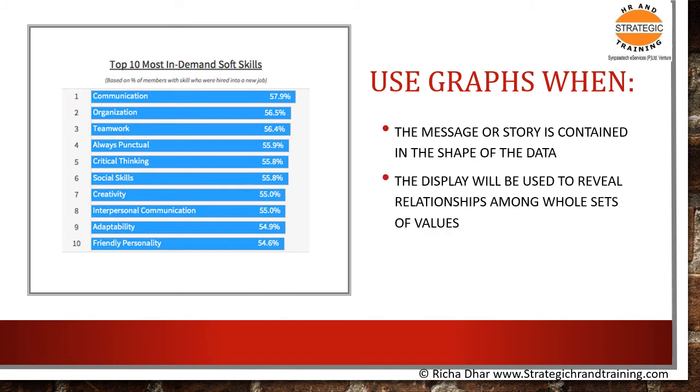So the display will also be used to reveal relationships among whole sets of values. Like I just gave a previous example of profit margin going down, the production definitely going up, sales going up, but at the same time, the cost of raw material, of freight has also gone up. So what could have been the profit margin? That's not as much as you would have expected.